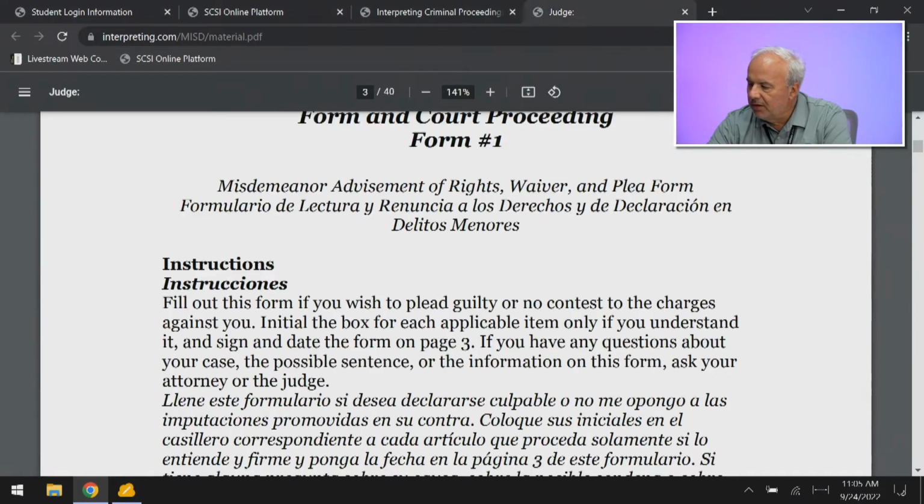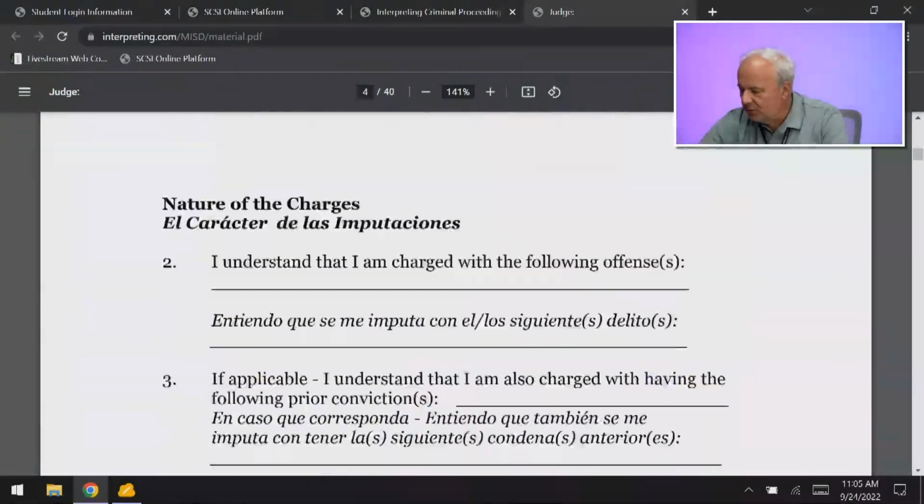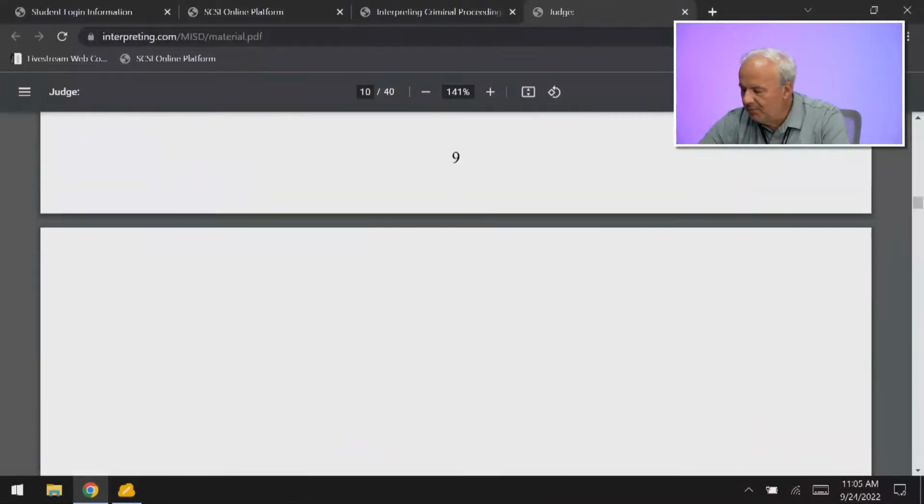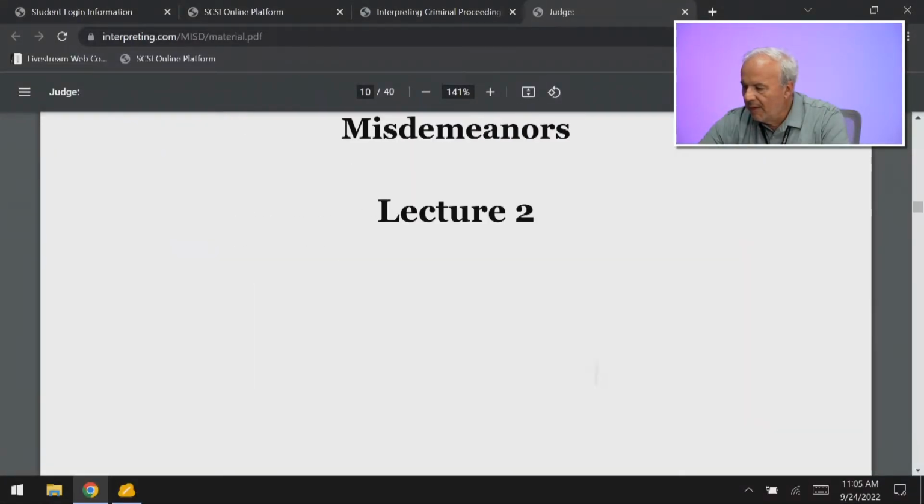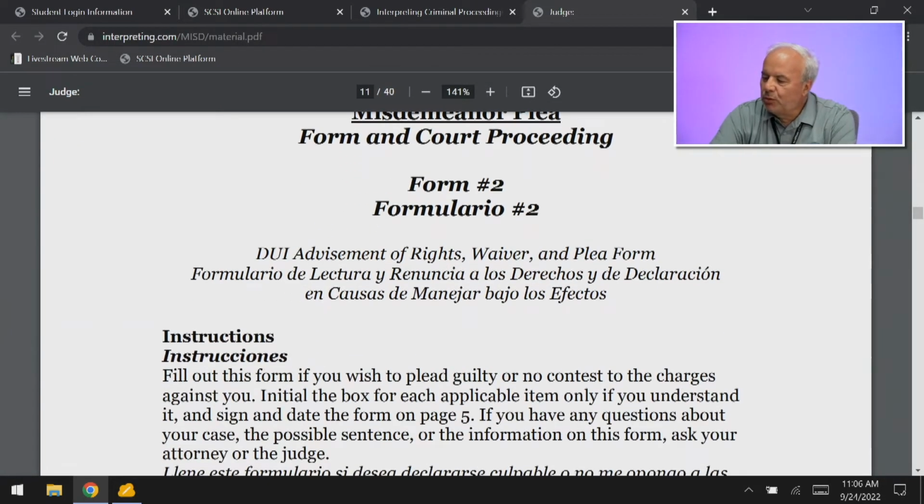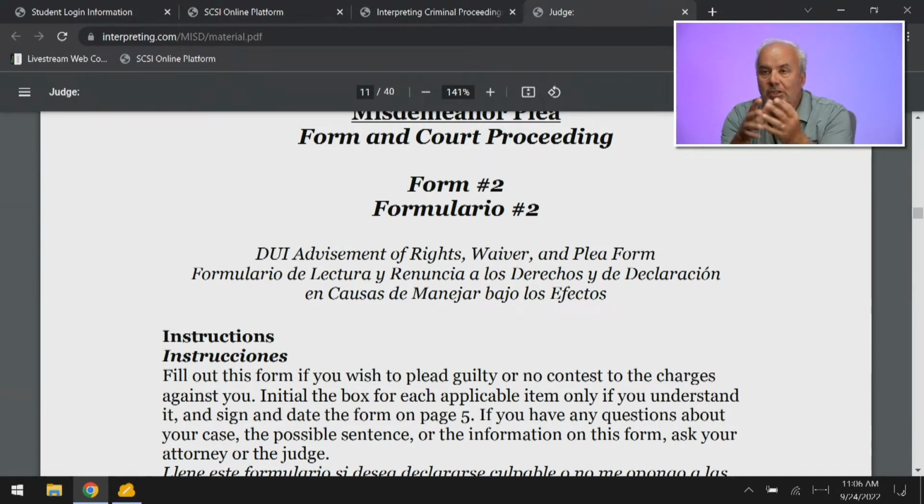Let me see if I find it. Here it is. Okay. So you can see on the screen, this is something you already studied, hopefully. But now when we go to lecture 2, we have a DUI advisement of rights waiver and plea form. And this one is a pretty long form. In fact, it's so long that I'm going to give you 2 weeks to read it and to work with it. Because 1 week will definitely not be sufficient.